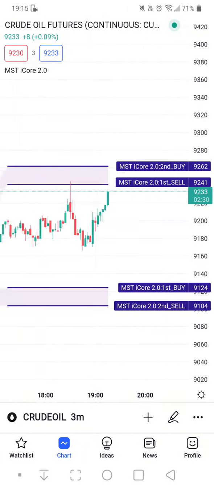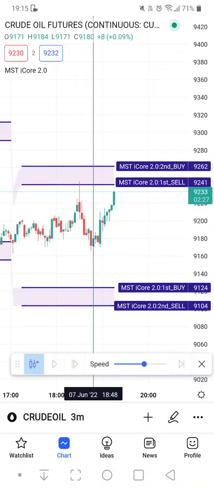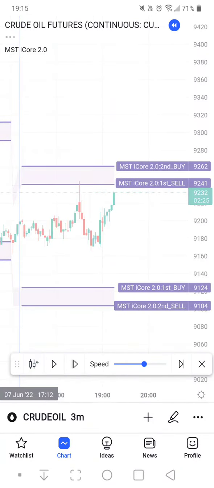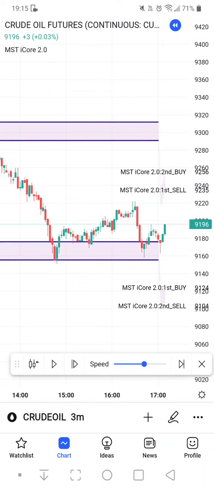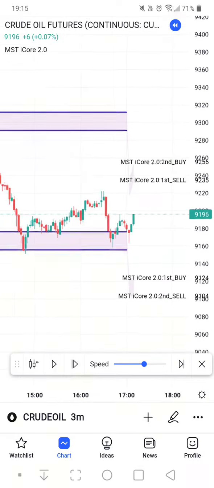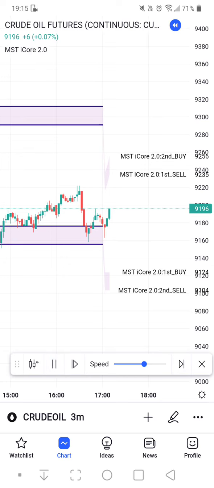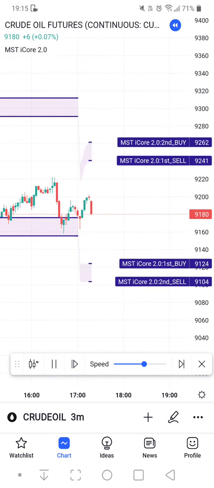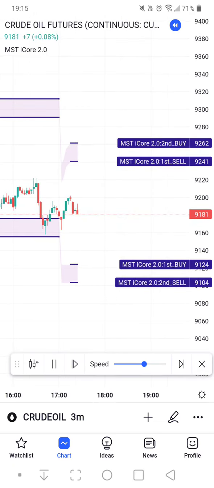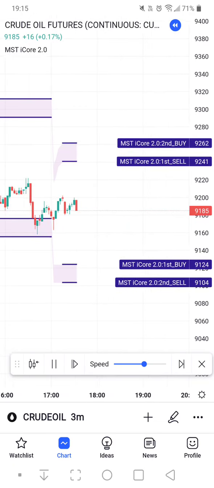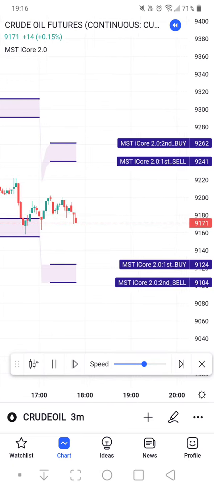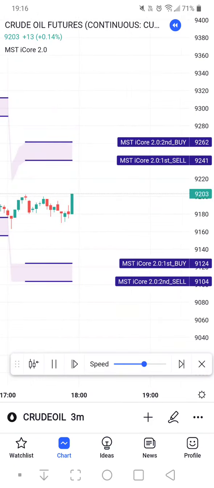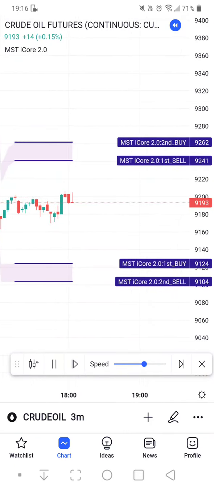See here, I am once again doing bar replay for the evening market, which is to be traded after 5 o'clock. Market is running now. If market is coming to 9124 first, we will be buying. If market is going to 9241, we will be selling. In between, there is no trade as per the evening market.